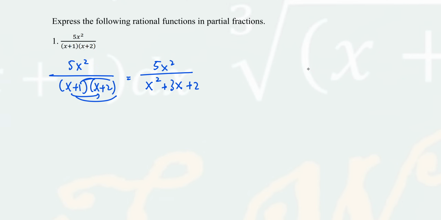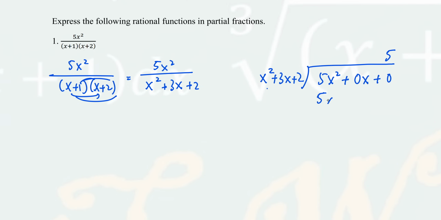And then 1 times 2 is plus 2. And now I have to perform long division or polynomial division. 5x squared, so after 5x squared supposedly will be x and then constant. So I add on 0x and 0. And the divisor is x squared plus 3x plus 2. So now to get 5x squared from x squared, I need to times with 5. So it will be 5x squared, 5 times 3x plus 15x, 5 times 2 plus 10.